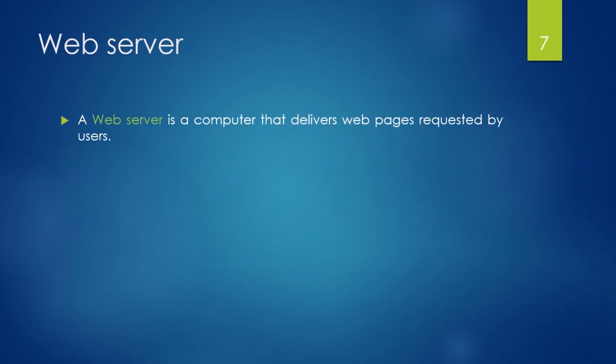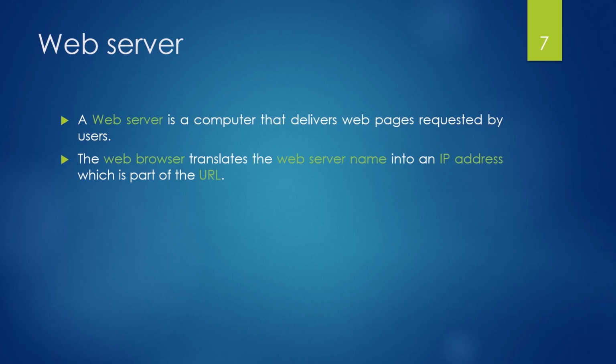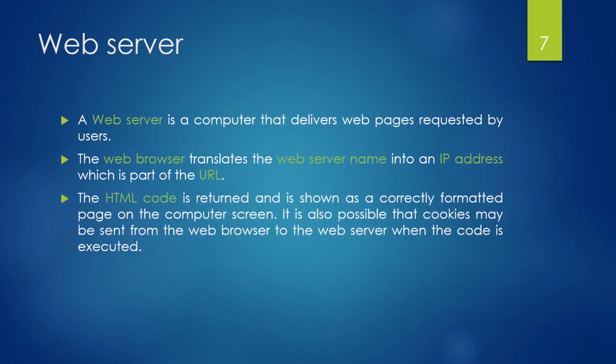So, web server. A web server is a computer that delivers web pages requested by users. The web browser translates the web server name into an IP address, which is part of the URL. The HTML code is returned and is shown as a correctly formatted page on the computer screen. It is also possible that cookies may be sent from the web browser to the web server when the code is executed.